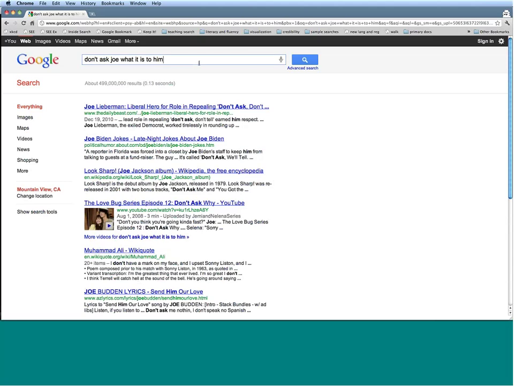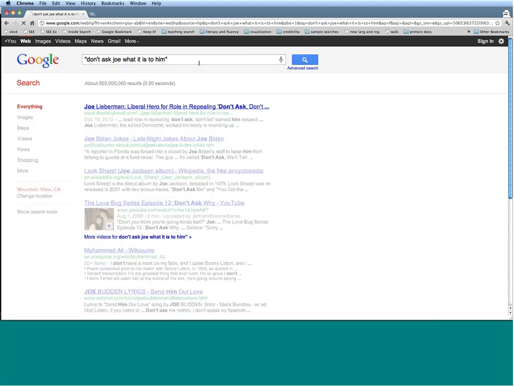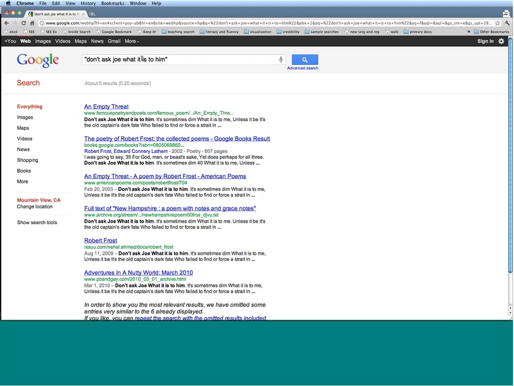I can control for that by putting quotation marks in my search. When I put quotation marks around my search terms, you'll see that now it is repeatedly bringing back the same thing, An Empty Threat by Robert Frost, and I can see the same phrase repeated again and again. So as we said, you can't search for characters, so I can't search for pages with quotation marks on them, but I can use quotation marks in my search to tell Google how to interpret the words. Here I'm saying interpret it as a phrase.